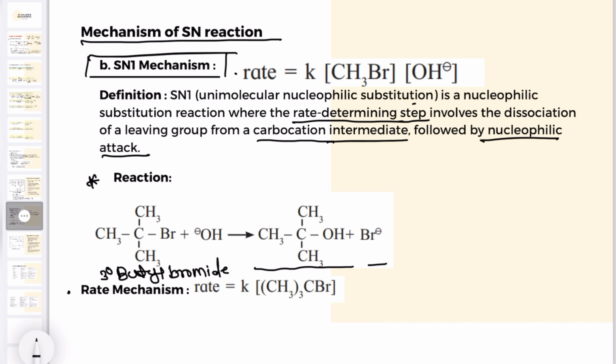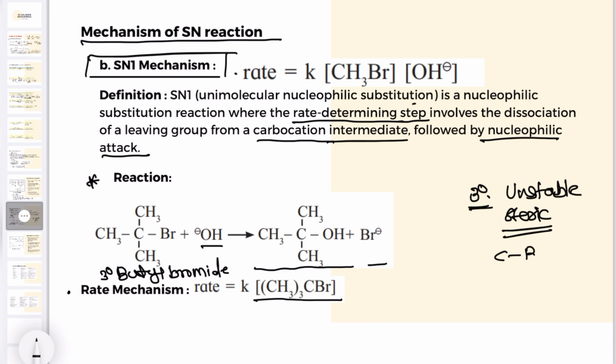Then let's see the rate mechanism. Rate is directly proportional to only the first, that is tertiary butyl bromide. Why not OH? Because this tertiary butyl bromide starting material is a very unstable compound. Why is it unstable? Because it is a very sterically crowded system. In a sterically crowded system, removal or breaking of the C-Br bond takes place very fast. Then formation of this carbocation.